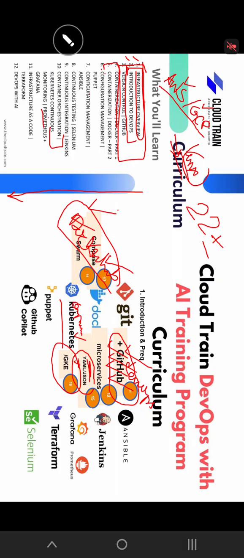Then third week is all about configuration management. We talk about Puppet and Ansible. Why two tools? Because there are two approaches you can do configuration management, pull and push. To make you understand both of them, we have two tools to learn here.